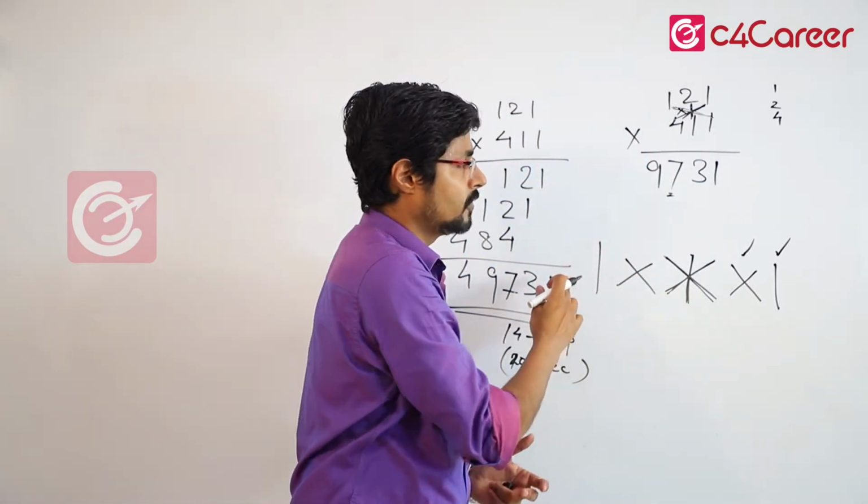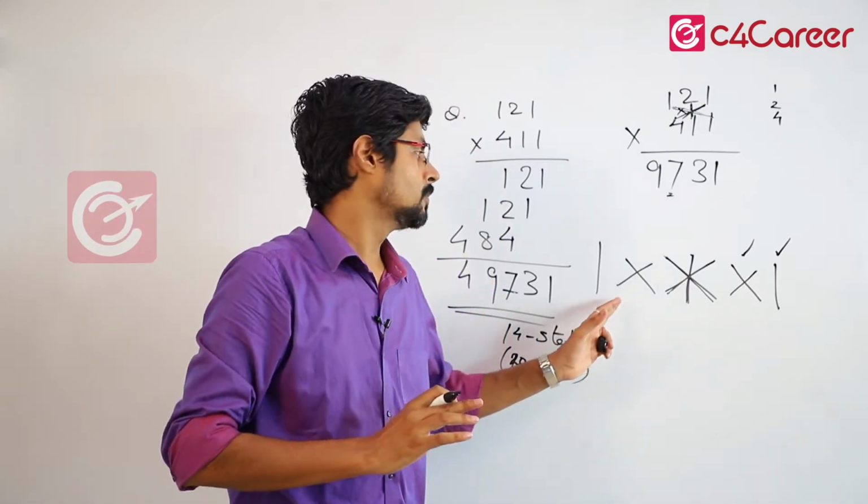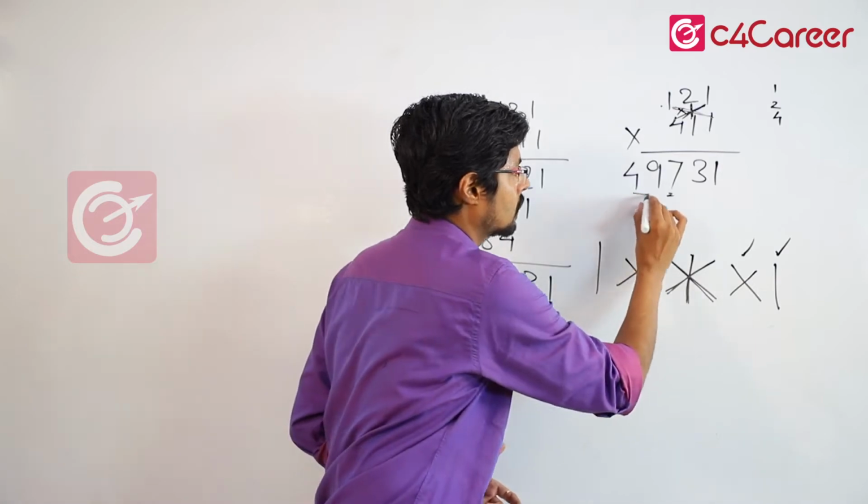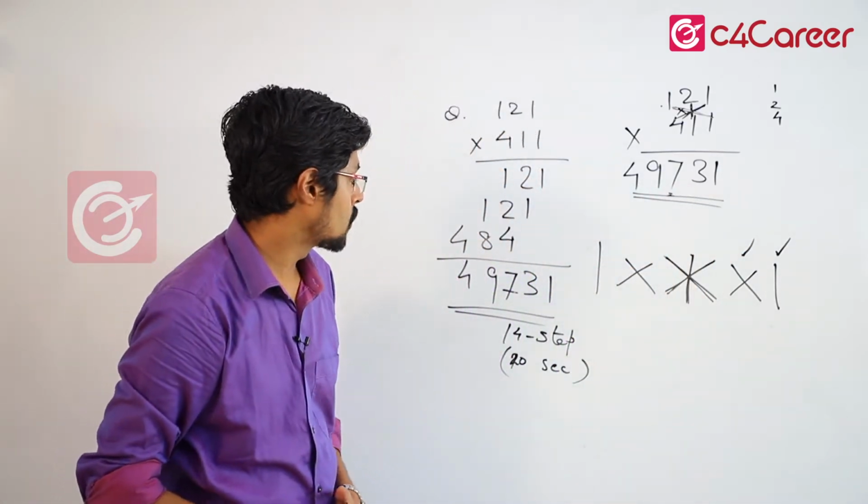The last one, as we always discuss, the leftmost digits have to be multiplied. That means we are multiplying this 1 and 4. 4 into 1 is equal to 4. So we will get the answer 4973.